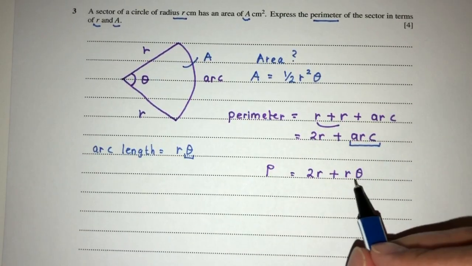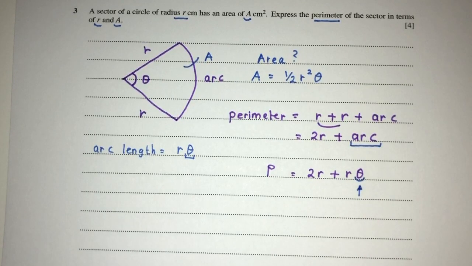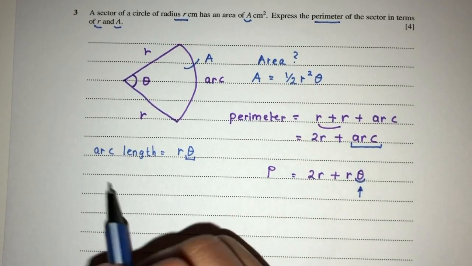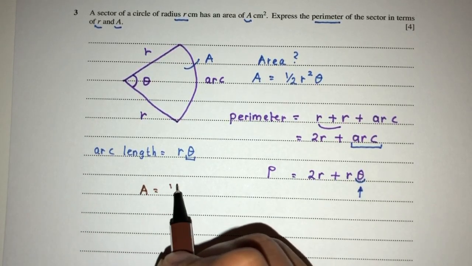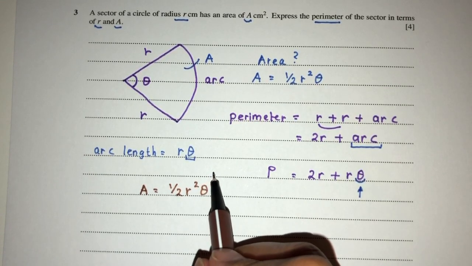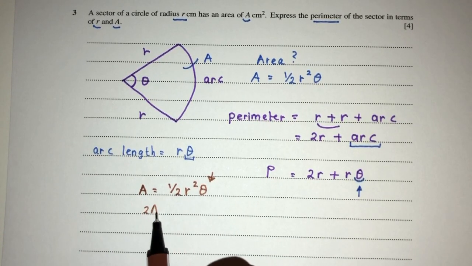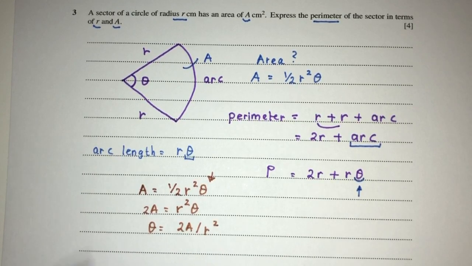So here we have theta. We have to find a way to change that to A or r, because we don't need the value of theta. If you observe, we can use this right here. Right now we have A equal to half r squared theta. So we have to make theta the subject of the formula. We can cross multiply first. You will have 2A equal to r squared theta. So finally, theta will be 2A over r squared.